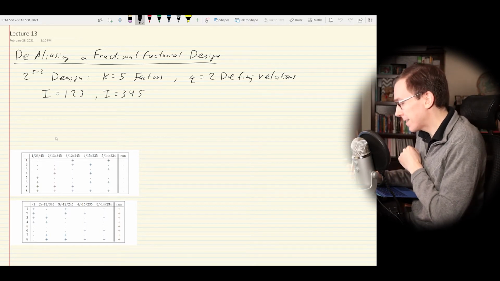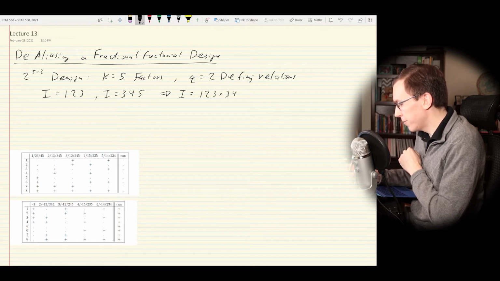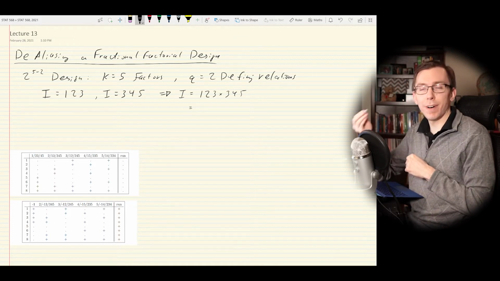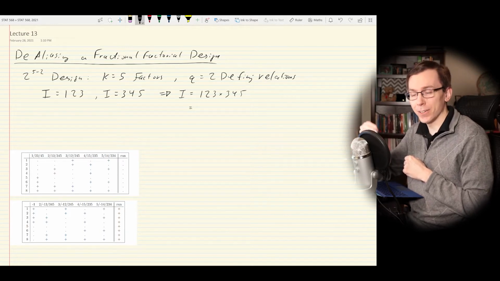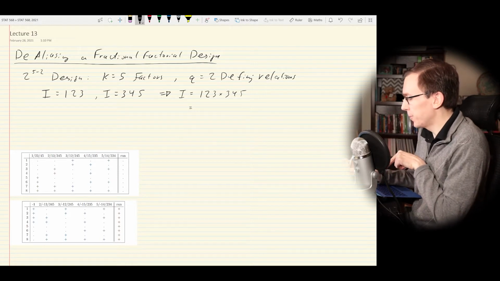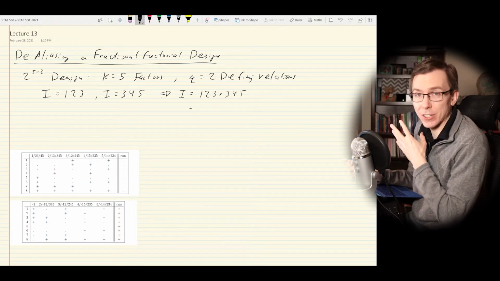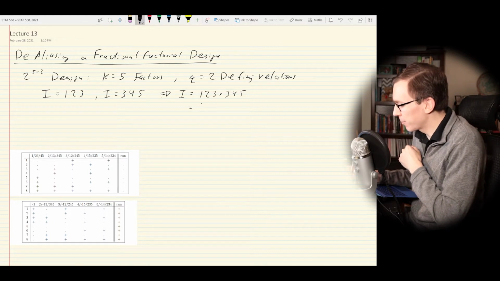And as we talked about last time, when you have two defining relations, there's going to be a third defining relation, which is going to be 1, 2, 3 times 3, 4, 5. And as we noted, all of the elements 1 through 5 are idempotent in this case. When we square them, we get the identity. That is, they are their own inverse. So when 3 gets multiplied by 3 here, it vanishes. It becomes the identity. And what we're left with is 1, 2, 4, 5.